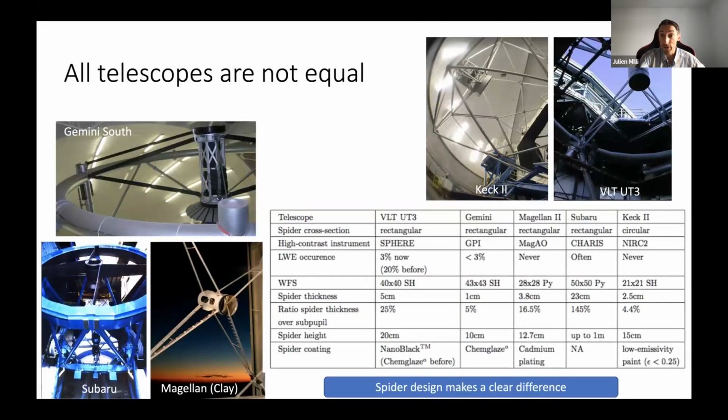And all telescopes are not equal with respect to this phenomenon. The thicker and the wider your spiders, which hold the secondary mirror, the worse the effects. Some telescopes, like Keck, for instance, that have very thin circular spiders, are not affected, while others, like Subaru, have really thick and wide spiders that suffer a lot from these effects. So it makes a big difference.